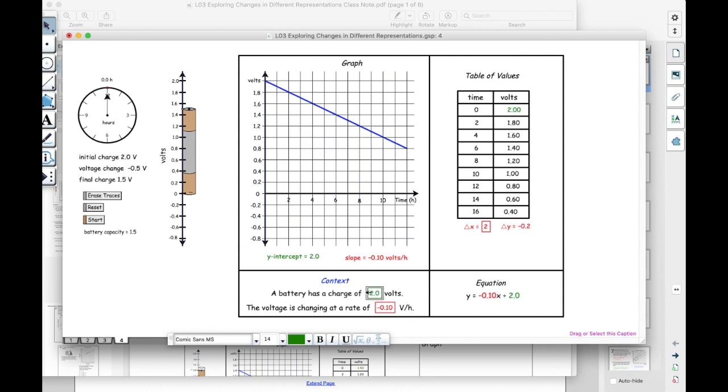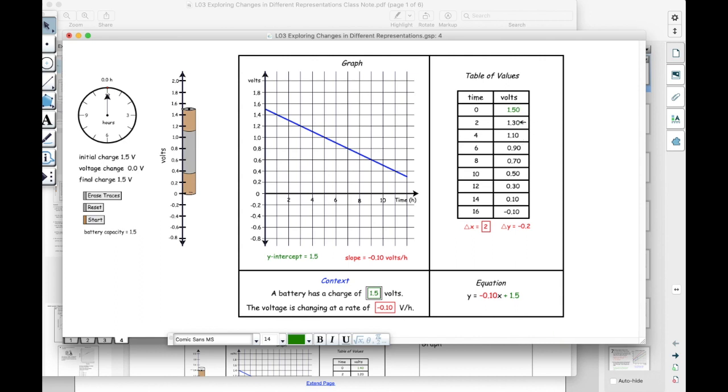Notice how when I increase the initial condition, the line shifts up. When I decrease the initial condition, the line shifts down. The initial condition is reflected in here as I change the initial condition. Notice how it updates. Every value in the table is updating as well. And in the equation, the only thing that is changing is the constant. And now, how do we determine what we're going up by in the table?